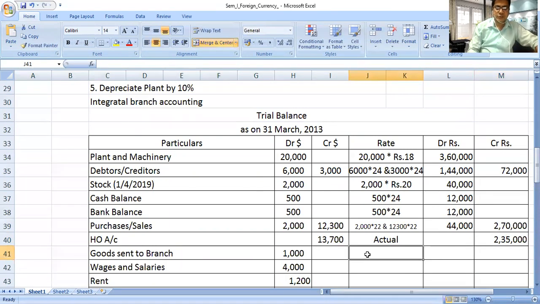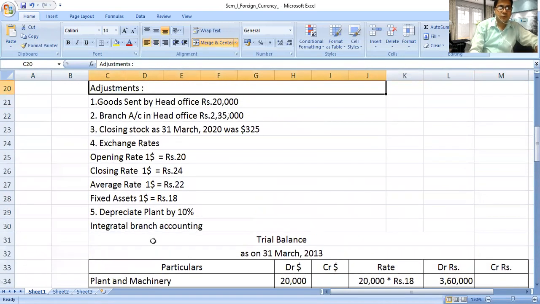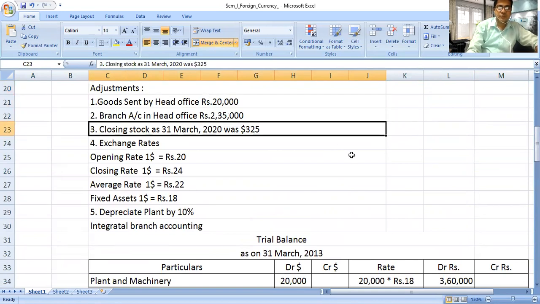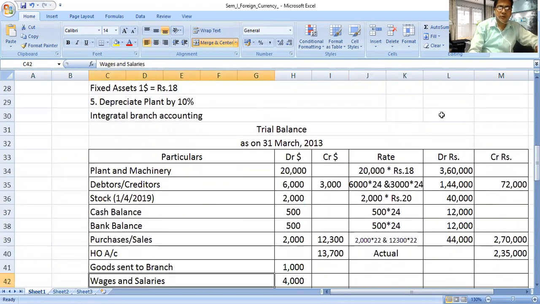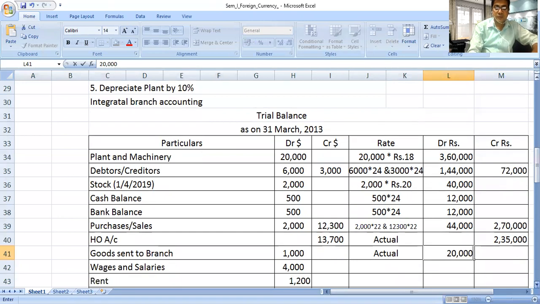Then next is goods sent to branch. If you see our adjustments, this value is also provided: goods sent by head office rupees 20,000. This 20,000 we have to show. It's not a changing value, it's the actual value, so we will write actual and show 20,000. This goods sent to branch is one of the direct expenses.